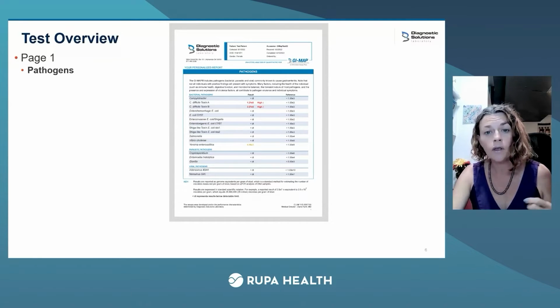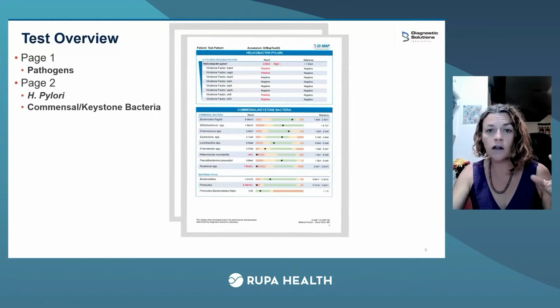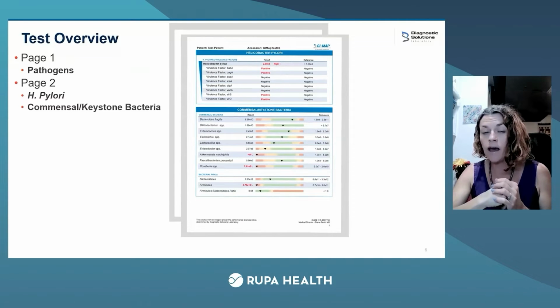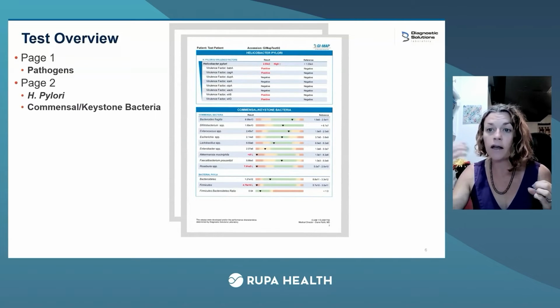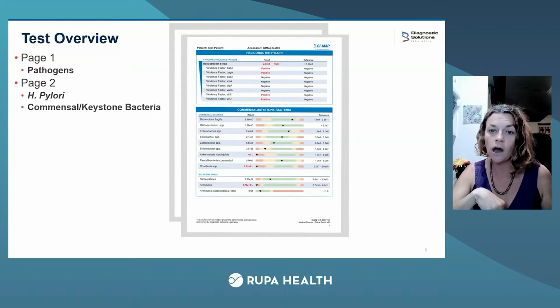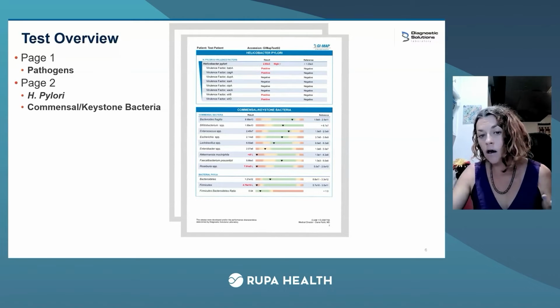Page 2 of the test includes our H. pylori profile, which we're going to talk a little bit more about. Obviously, that's a very strong feature of the GI-MAP, and again, we are using quantitative PCR to measure H. pylori. And then page 2 also includes our section of commensal keystone bacteria. So these are your commensal organisms. This is essentially your good guys in the gut.